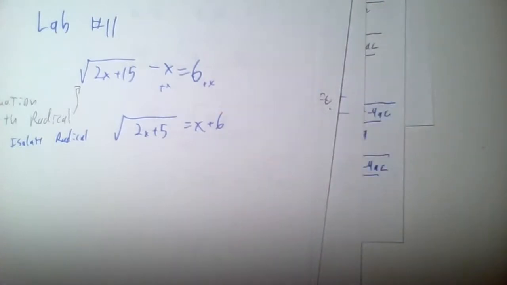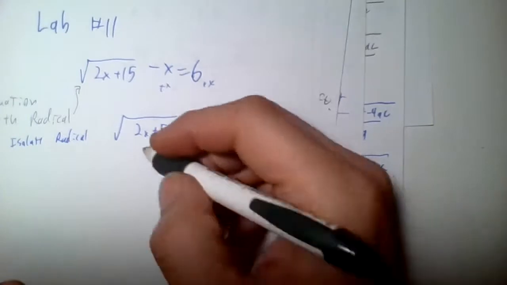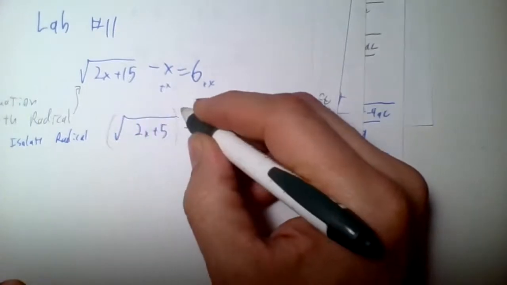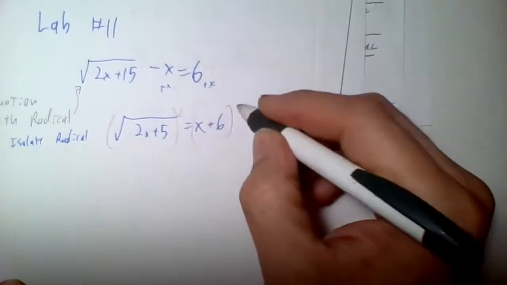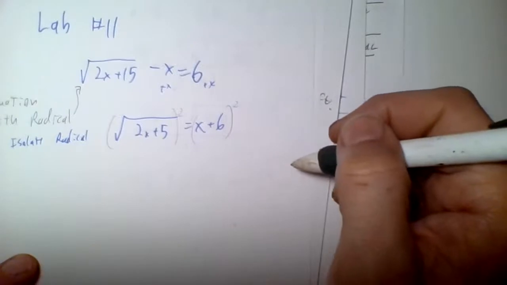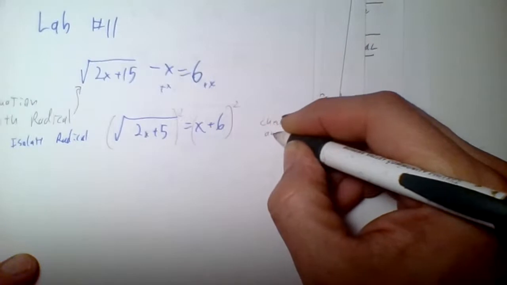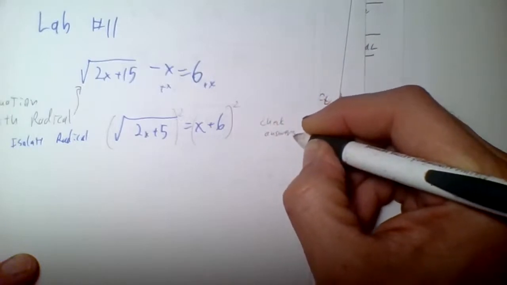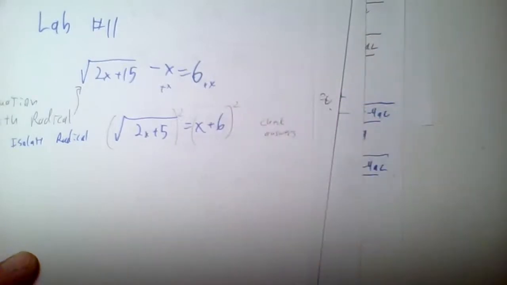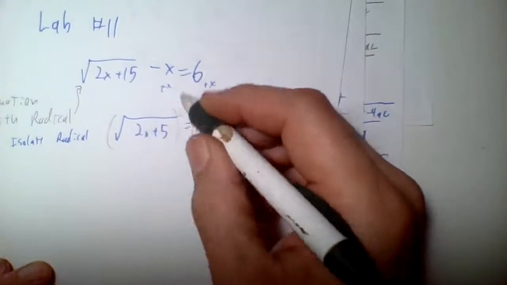Now I'm ready to square both sides and get rid of the radical. And I'm going to make a mental note right here that because I'm doing this, I might have extraneous solutions. In fact, I'm going to make a written note. I have to check my answers because I did this, and it can give you extraneous solutions when you do that. But it gets rid of the radical.